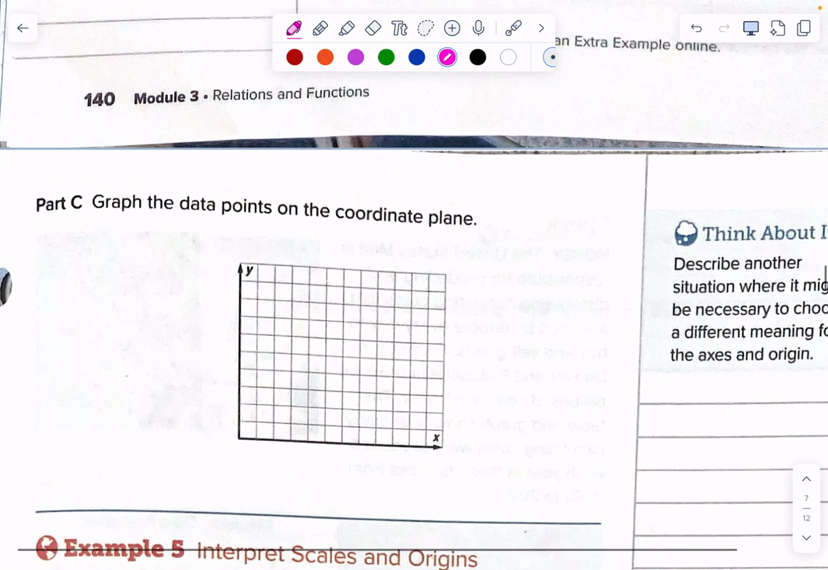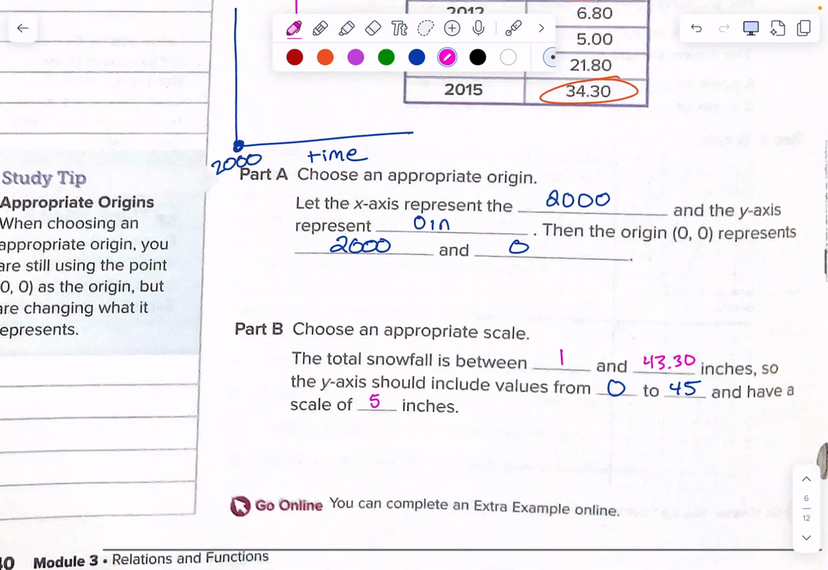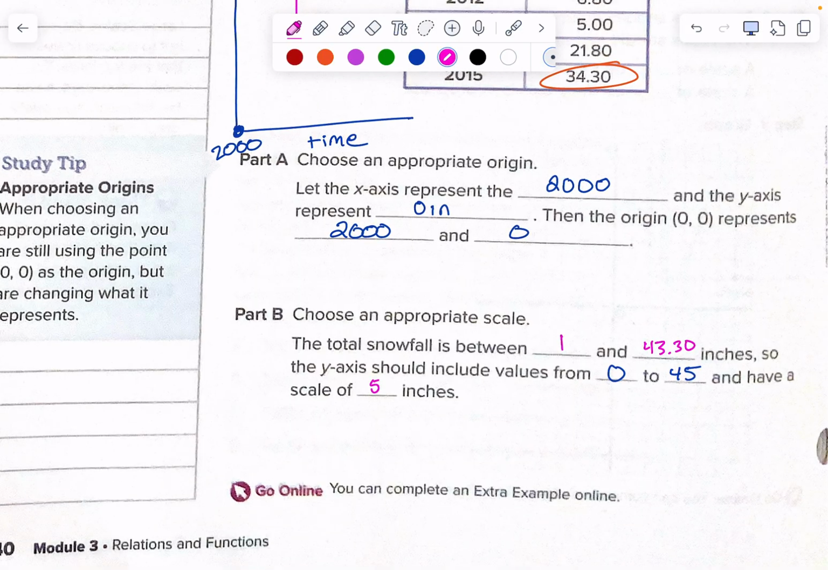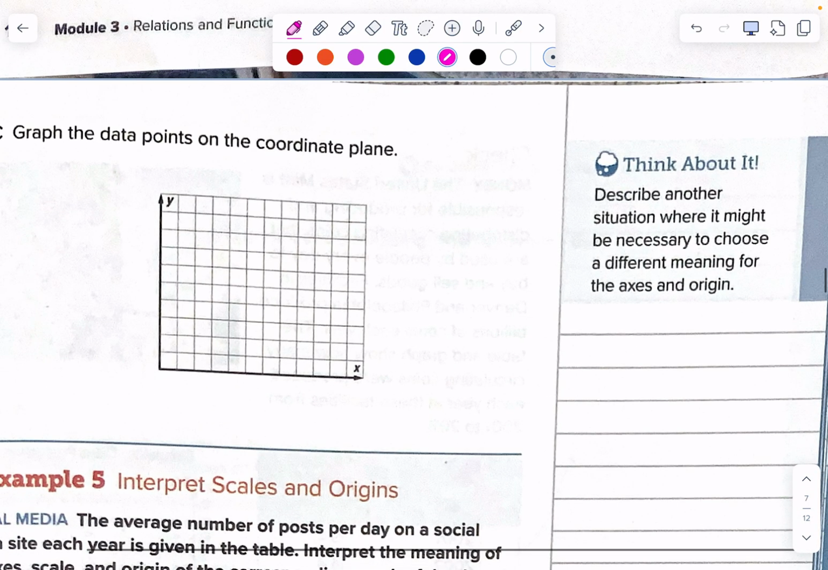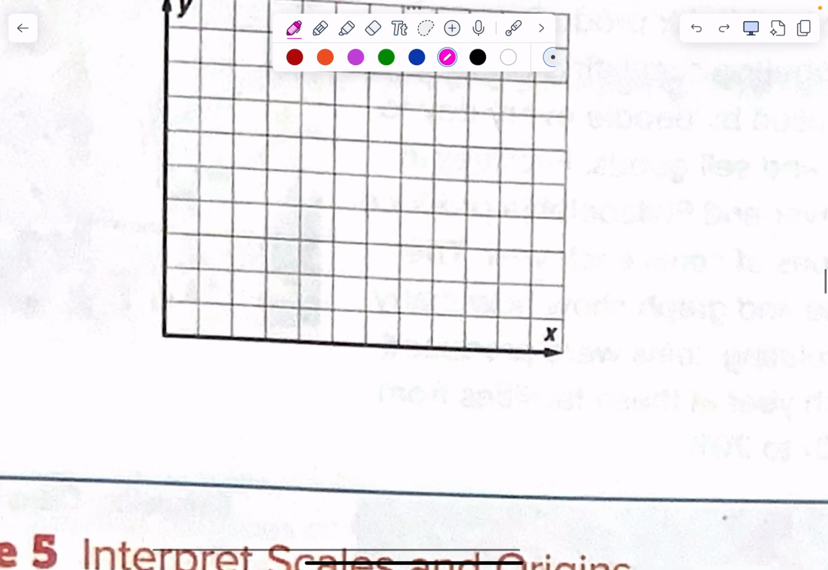Graph the data points on the coordinate plane. There's not enough. How many little marks are here? 1, 2, 3, 4, 5, 6, 7, 8, 9, 10, 11, 12. 12. I'm going to guess that we're not going to have enough if we start at a number other than 2005. I don't think we can start at 2000. That's what I said. I think you're right. So 2005 is where we should start.